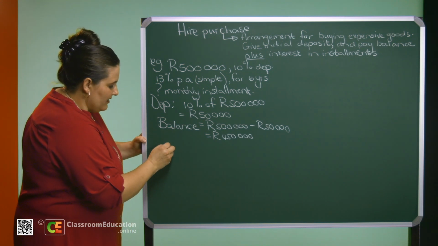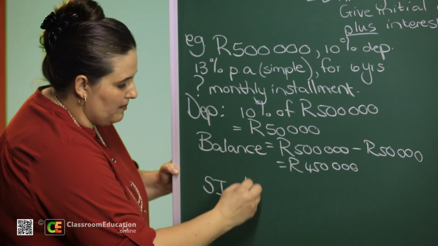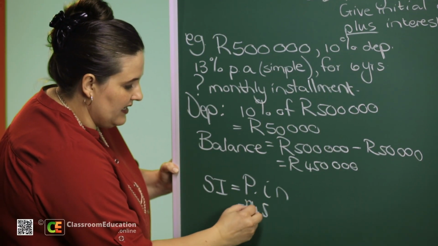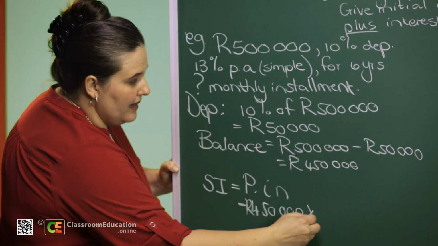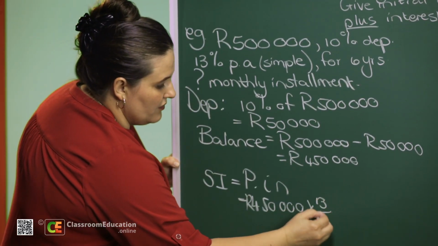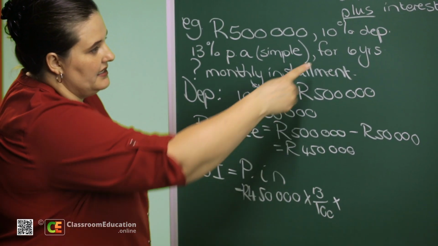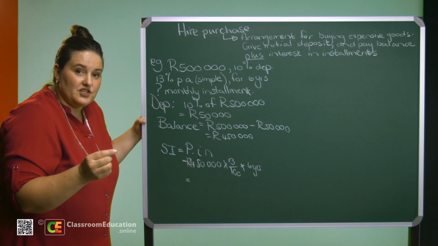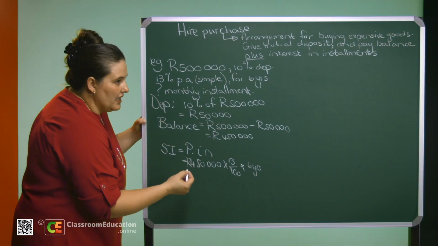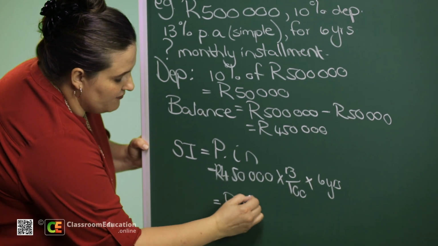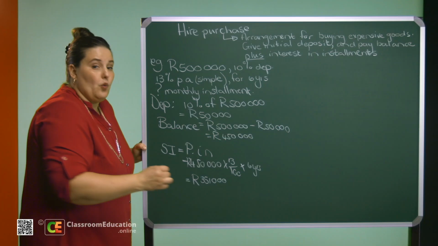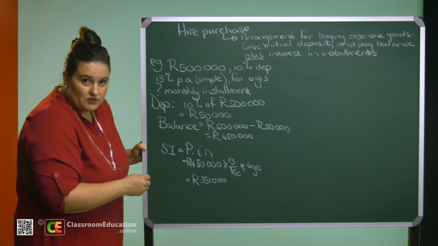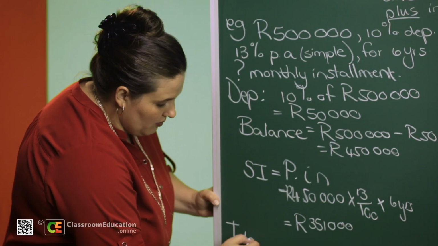We can say the simple interest in this case will be P times I times N. So it will be 450,000 Rand times my I is 13 over 100 times the N is 6 years. If you do this calculation on your calculator, you'll get an answer of 351,000, which means that you need to pay an additional 351,000.